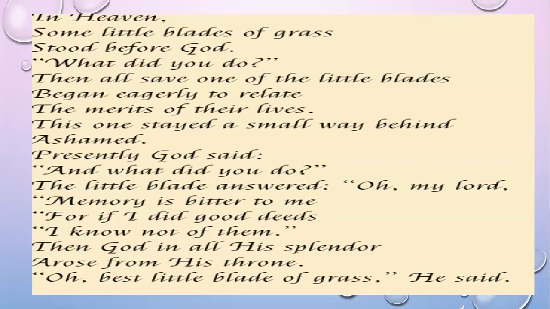Then if we move ahead, presently God said, and what did you do? The little blade answered, oh my Lord, memory is bitter to me, for if I did good deeds, I know not of them. What is this? Again, auditory. Someone is asking and you are hearing. Then we move to the last lines. Then God in all his splendor arose from his throne. Oh, best little blade of grass, he said. Again, you are hearing that Almighty is talking. Once before, this little blade was also talking to Almighty. It was answering Almighty. So this is all auditory.